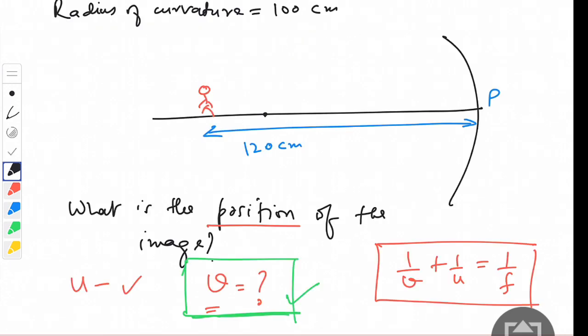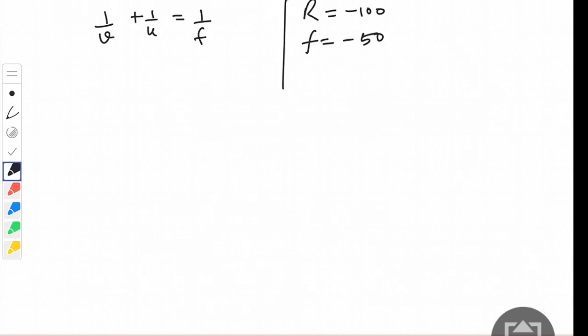So if this distance is minus 100, then in between, this is going to be minus 50. This will be my focus. Now, what about u? u is going to be equal to minus 120. Right? So now let's calculate.